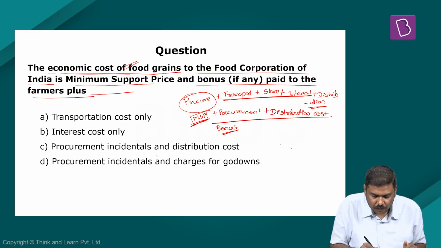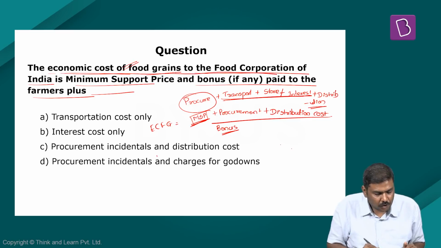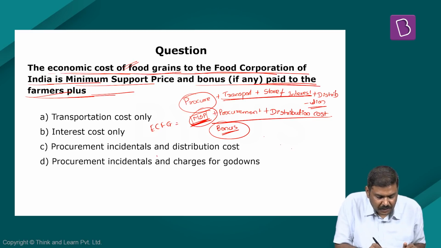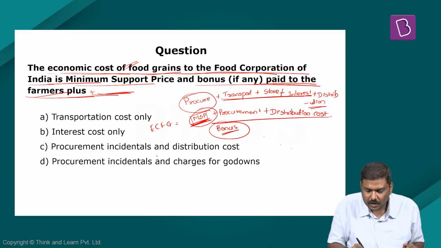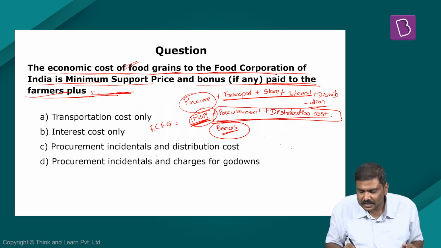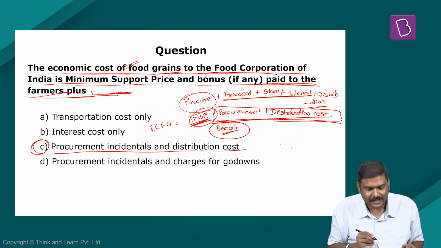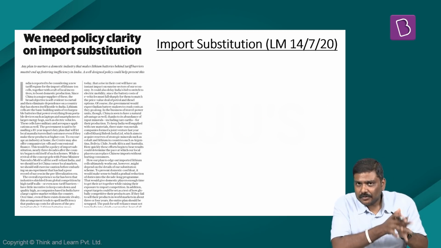The economic cost of food grains, which is nothing but this formula, to the Food Corporation of India is the minimum support price plus bonus, if any, paid to the farmers, plus what is the component missing? The component missing is procurement incidentals plus distribution cost. So the right option will be option C. Now that is a discussion related to the first article.